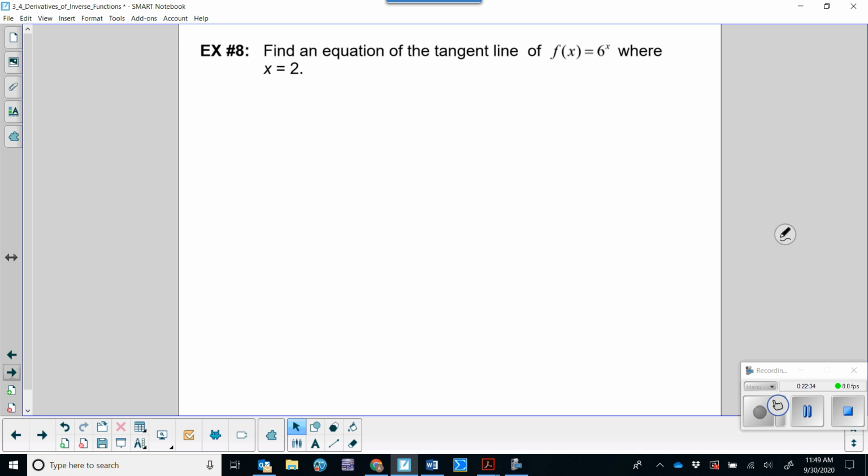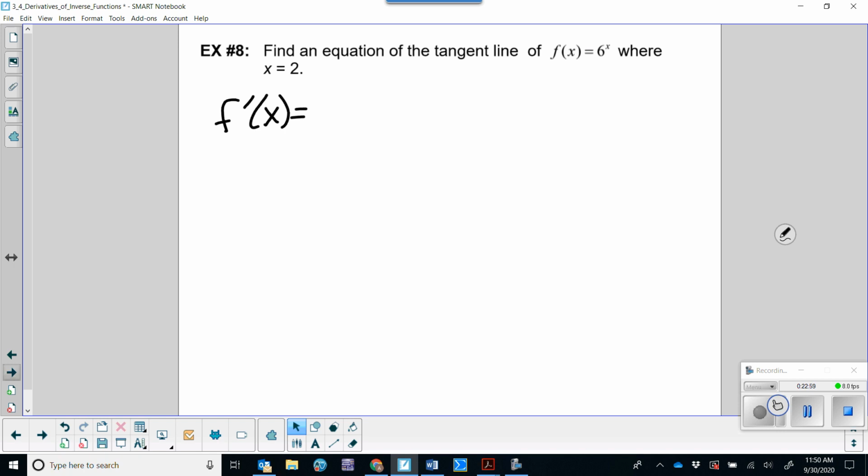So let's just do this example, and then I think that's all we're going to do for this video, and then we'll do the rest of the examples in class. So example 8 here, find an equation of a tangent line where x equals 2. So remember, as soon as something says tangent line, you're thinking, I got to find the slope, so I got to find f prime. So f of x is 6 to the x.